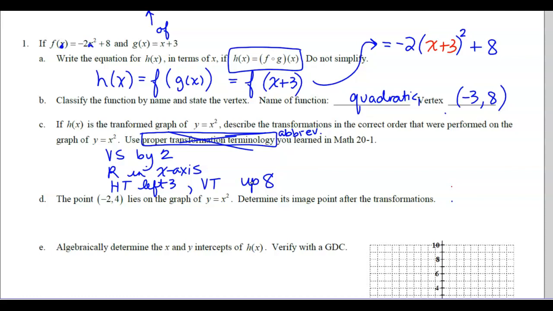Point (-2, 4) lies on the original. Determine its image after the transformations. It says determine, so let's show some work. So we start with (-2, 4). Then we do a vertical stretch by 2, so we multiply that y value by 2. Okay, then we reflect in the x-axis, so we multiply by -1. And then go left 3 and up 8. We would end up at (-5, 0).